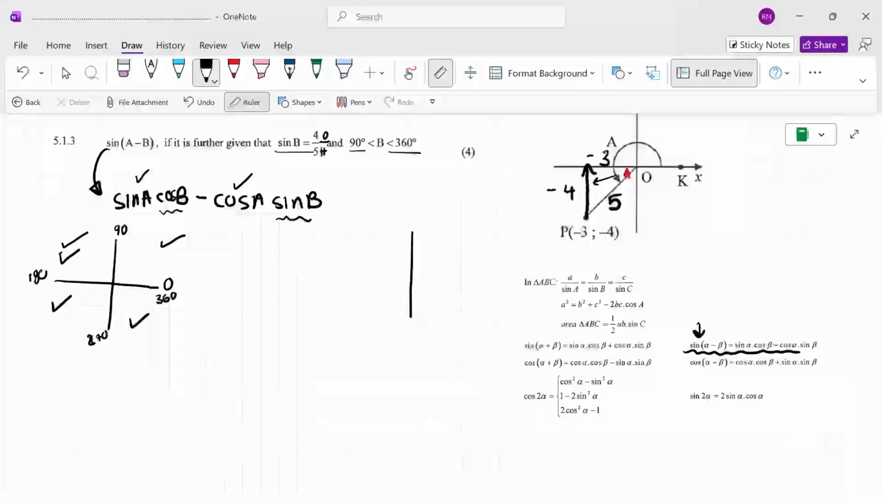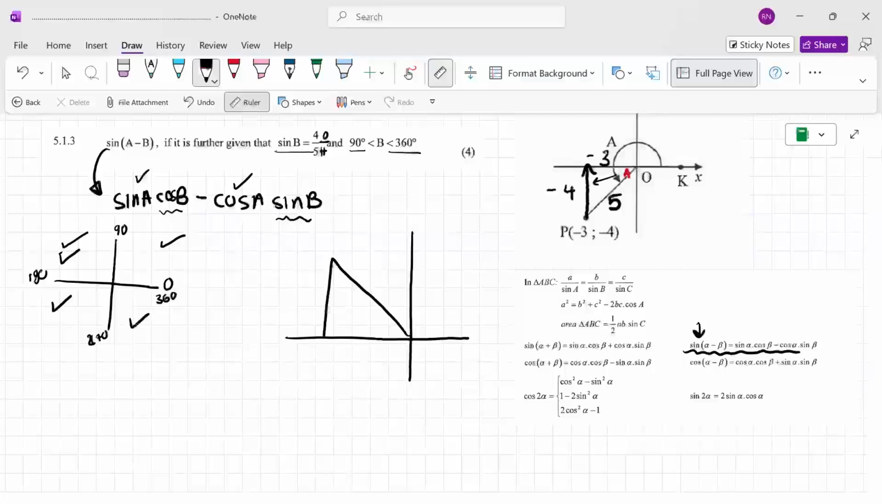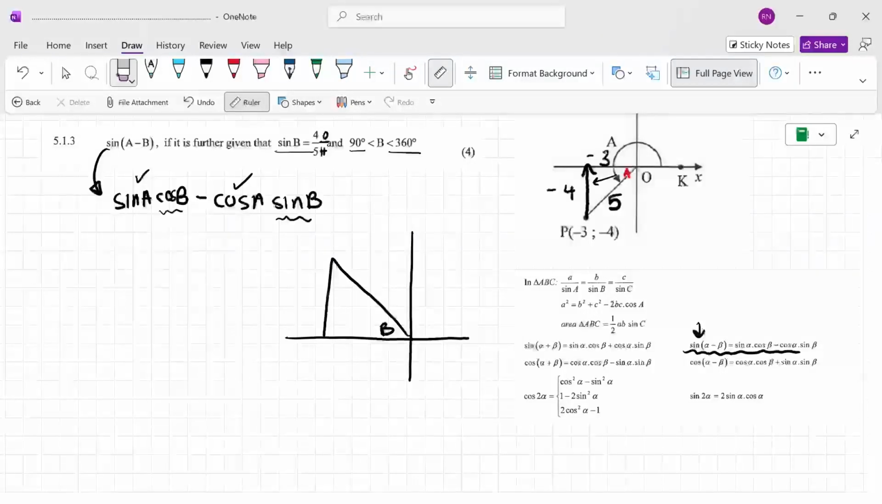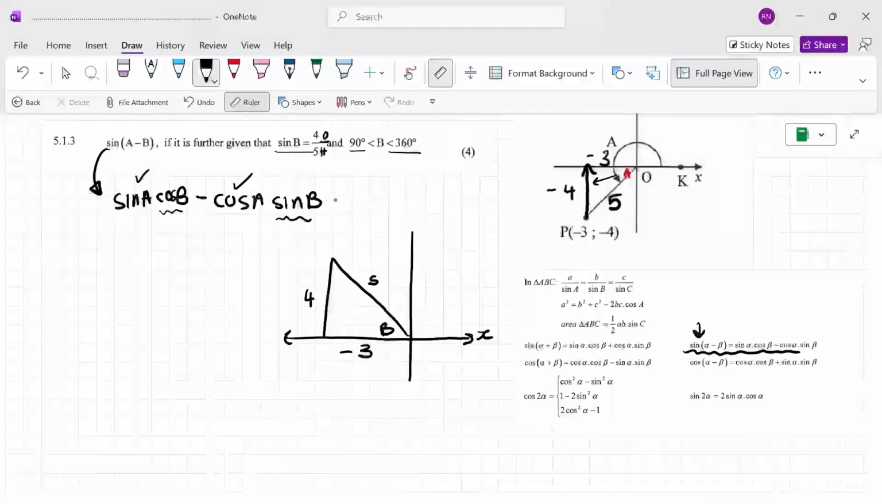So if I was to draw a diagram, I'm drawing it like this, right? And my beta is going to be here. And they said that sine is going to be what? 4 over 5. We know sine is opposite over hypotenuse. Opposite is 4, hypotenuse is 5. And then with Pythagoras, you can find that this is going to be 3. But because it's on the negative x-axis, it's going to be minus 3, right? So it's the same as our triangle here. It's basically the same thing, right?